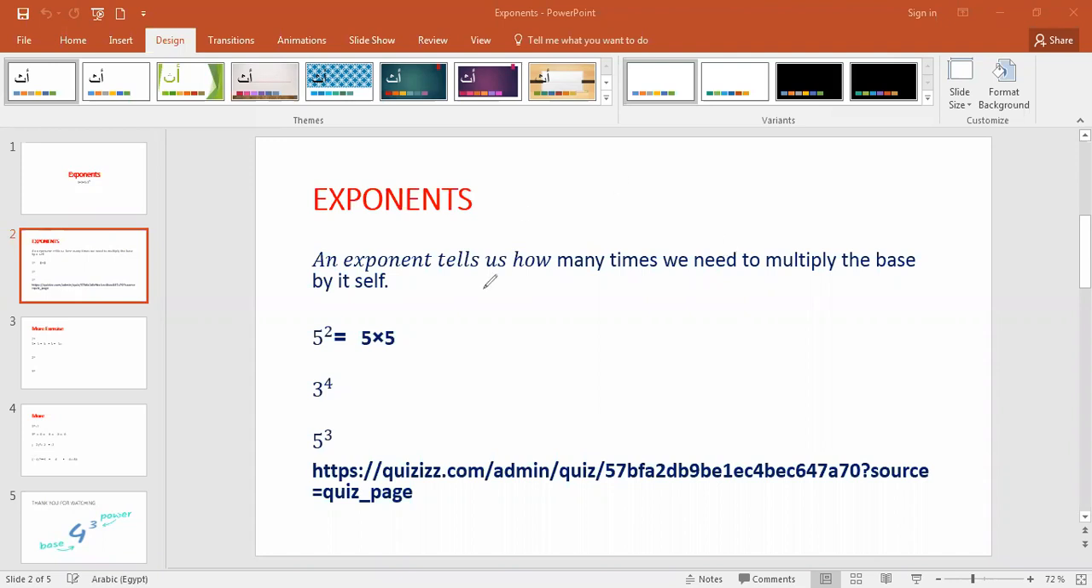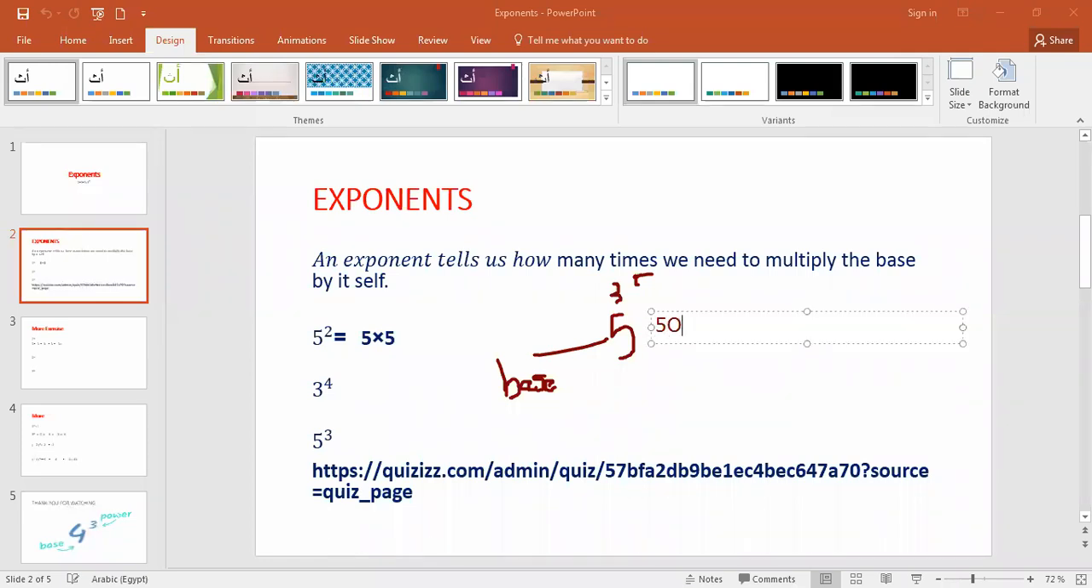See, for example, if I write 5 power of 3, 5 is called the base value, okay? And 3, or power 3, is called the exponent or the power. I read 5 power of 3. It means 5 is repeated how many times by itself? 5 times 5 times 5.